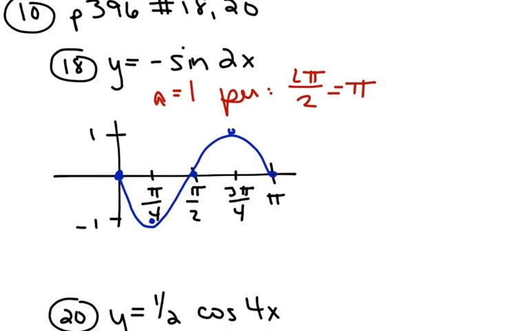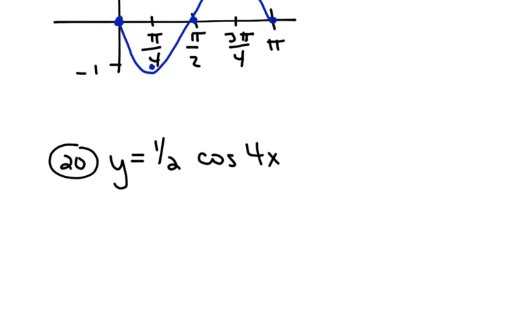Let's look at problem 20. The amplitude in number 20 is 1/2, and the period is 2 pi over k, where k is 4, which is pi over 2.